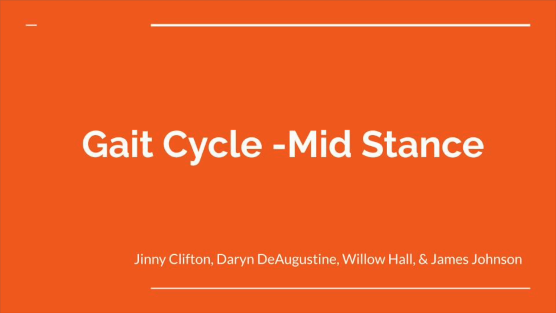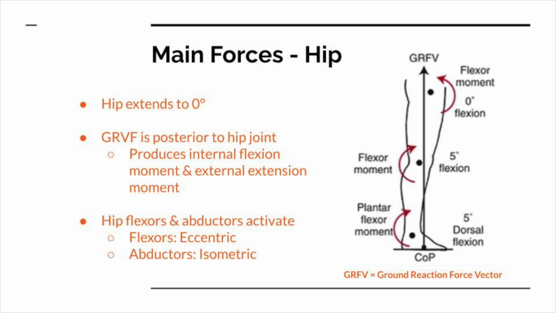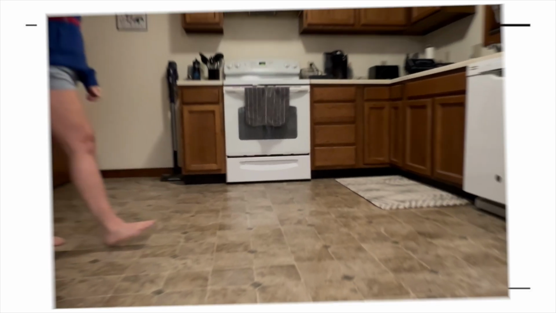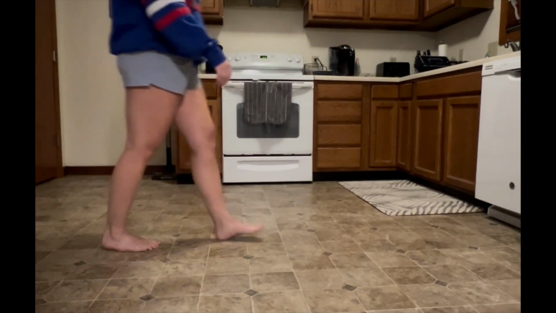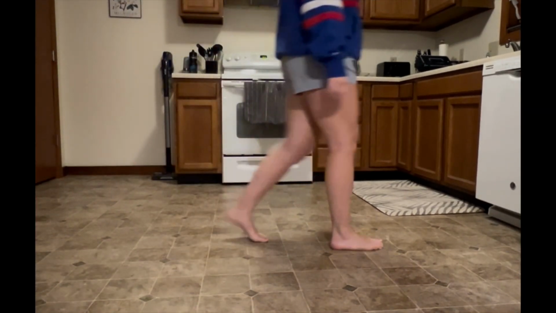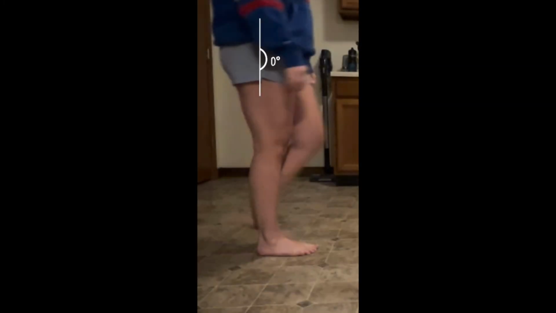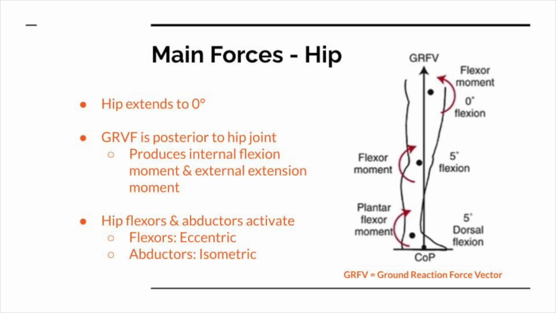Gait cycle, mid-stance. In mid-stance, the hip extends until it's in 0 degrees of hip extension. The ground reaction force vector goes up through the greater trochanter of the femur and posterior to the hip joint. This causes an internal flexion moment and external extension moment at the hip. Due to the extension moment, the pelvis rotates posteriorly.